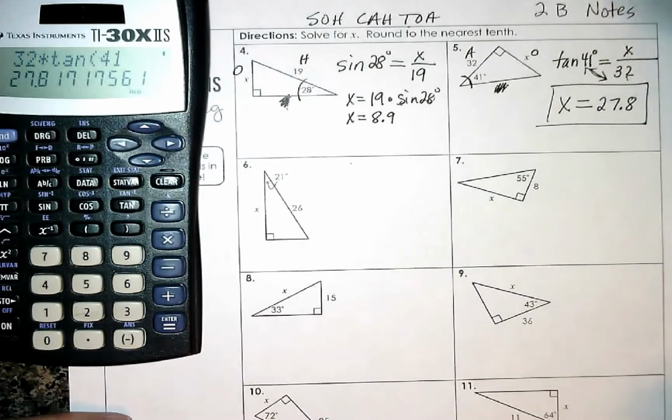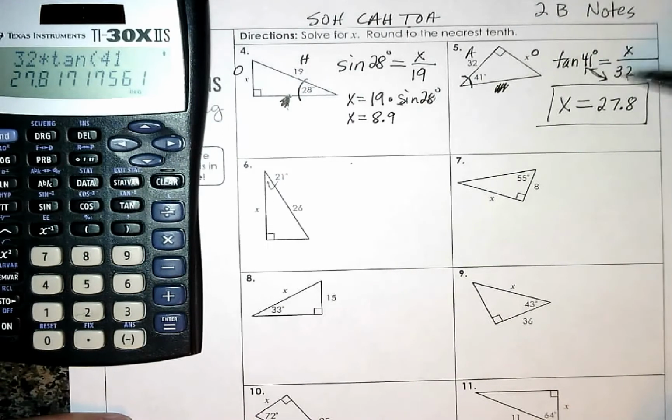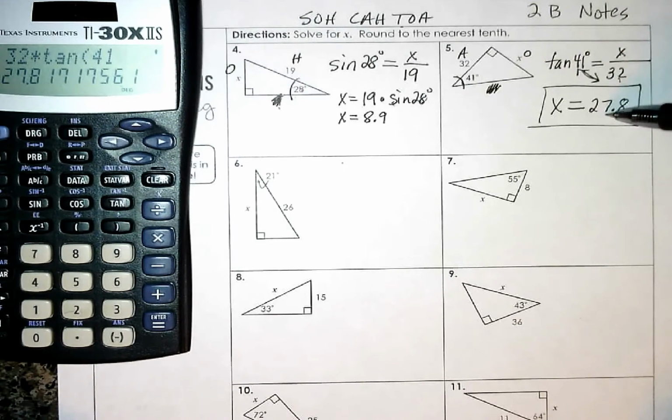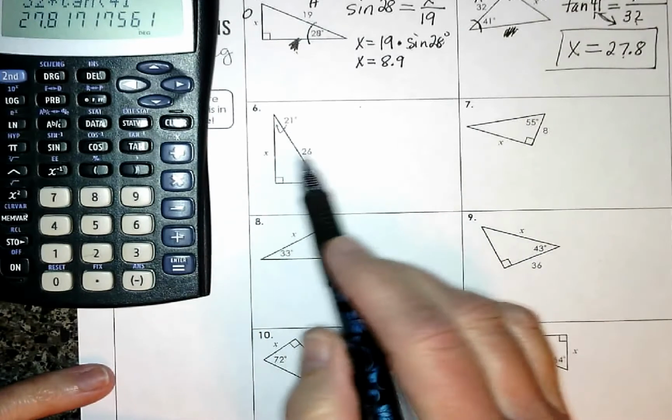So if you can go through all the work and get this equation set up exactly like it needs to be, then the calculation itself is fairly easy. It's just a multiply or divide on the calculator. Okay, so let's go a little bit quicker now. We can go through these.